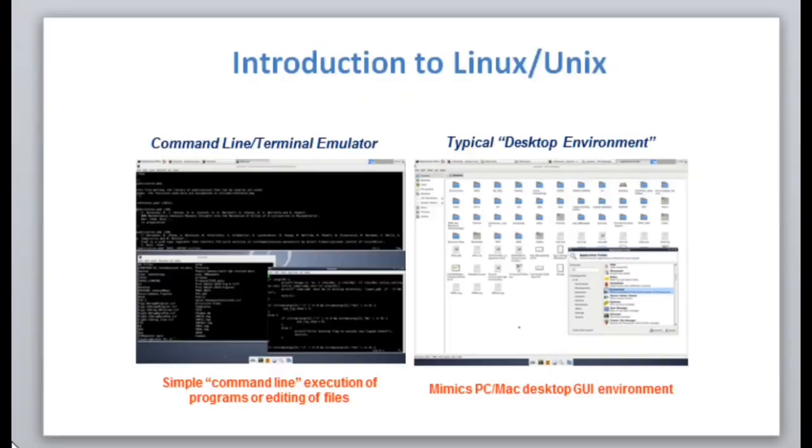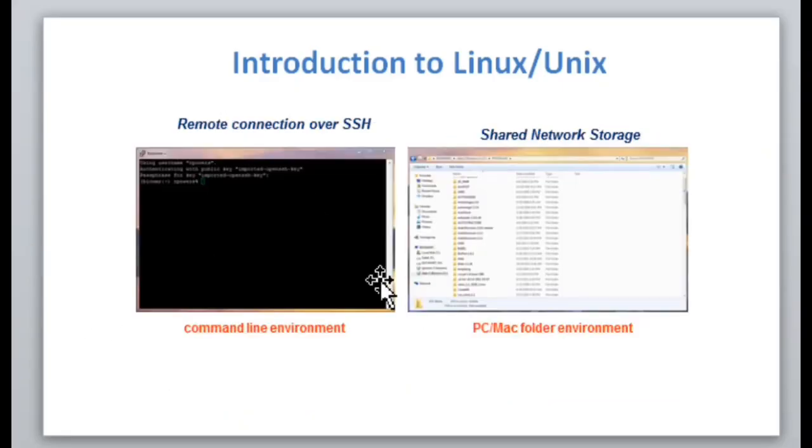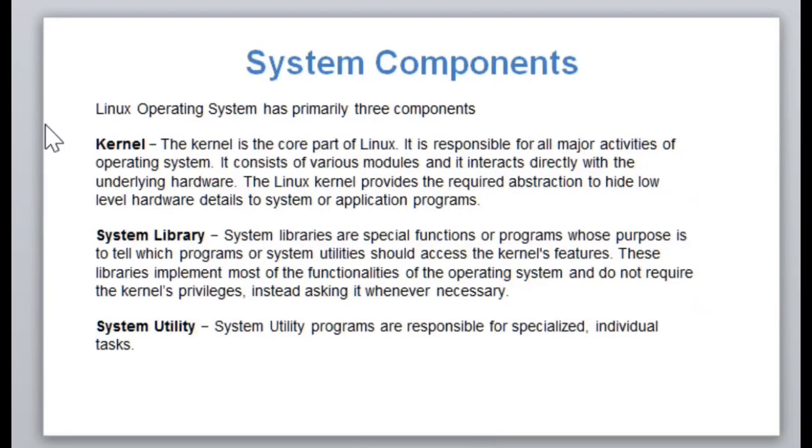Here's a couple examples of what we just discussed. So it's going to be a typical desktop environment. You have your folders and directories. Here's going to be your command line and terminal emulator. A couple different pictures here: shared network folders and an SSH connection. Hopefully I'll get to show you guys a little bit later what those desktop environments look like. If not, we'll cover it later in the courses.